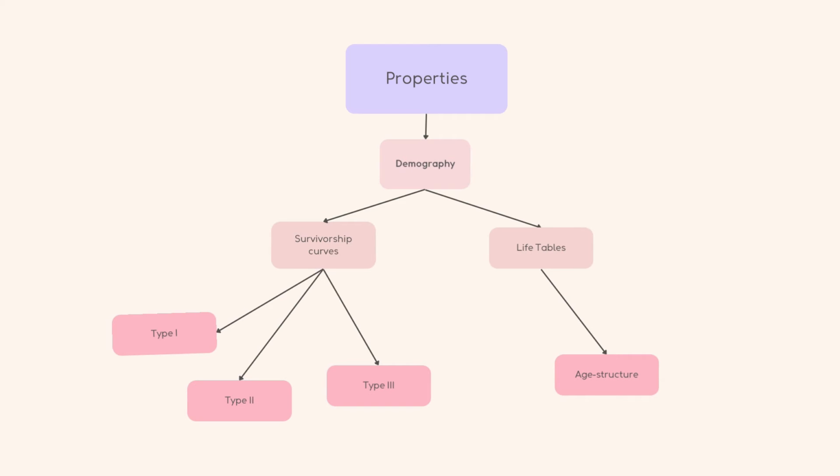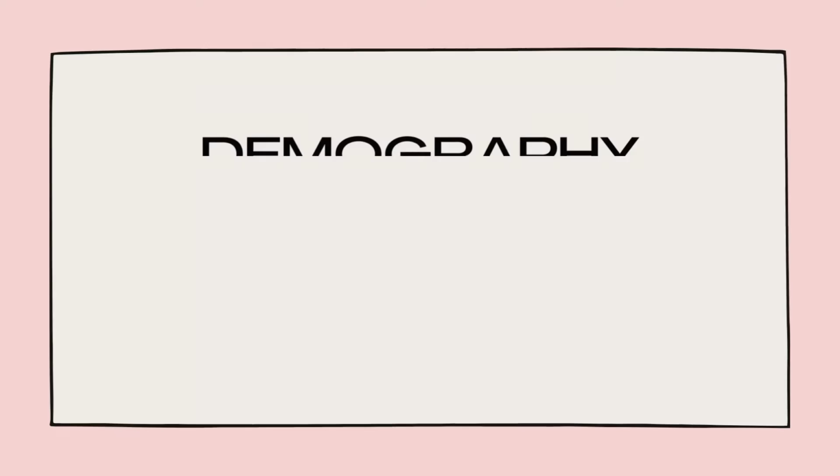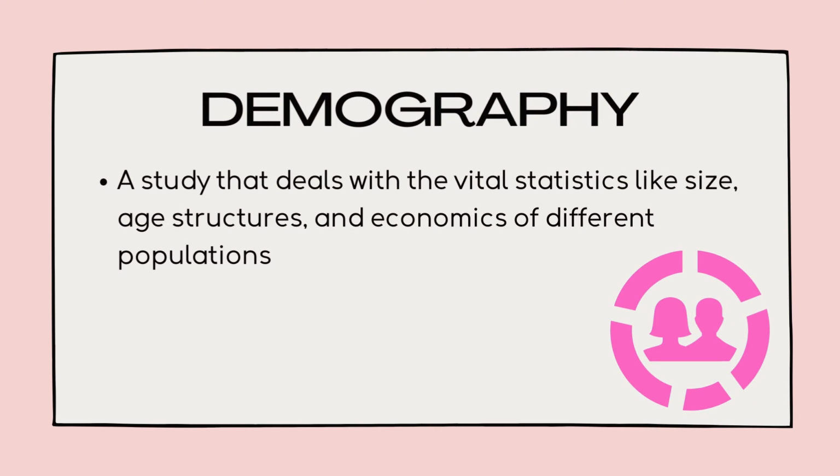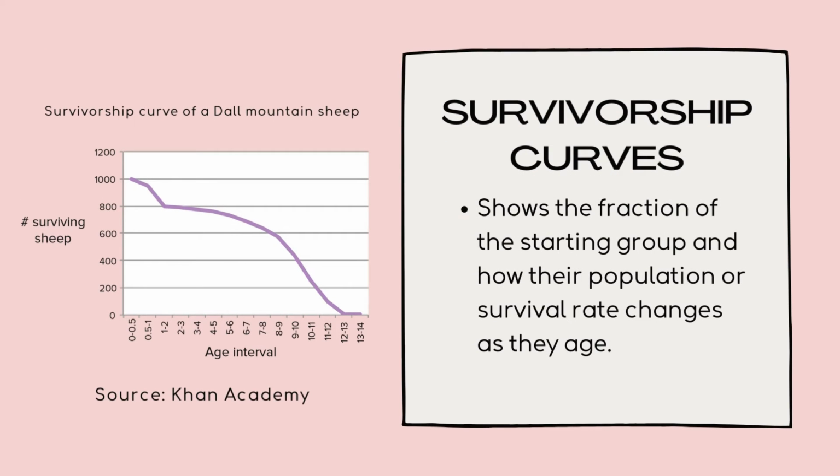As these properties are observed, they can be further studied through demography. Demography is simply the science of populations, the study that deals with the vital statistics like size, age structures, and economics of different populations that can be used for a variety of purposes. As mentioned, through the population's demography, there are tools that can be used to describe them. One includes survivorship curves, which basically show the fraction of the starting group and how their population or survival rate changes as they age. Of course, not all species have linear survivorship curves.